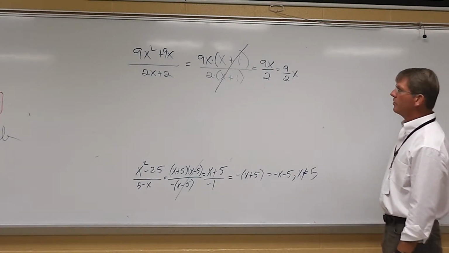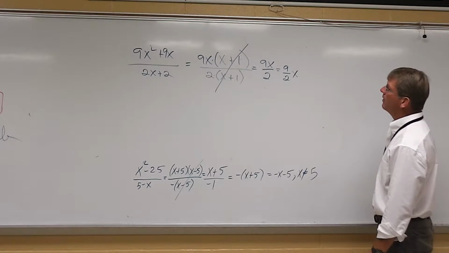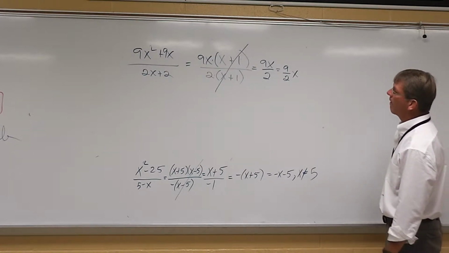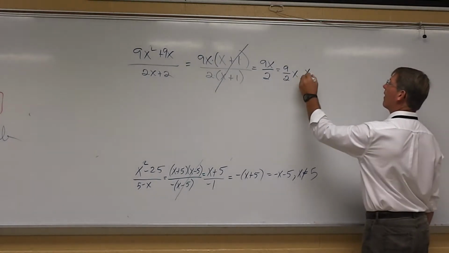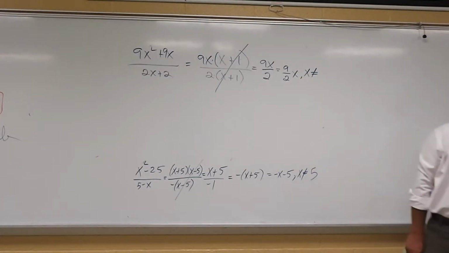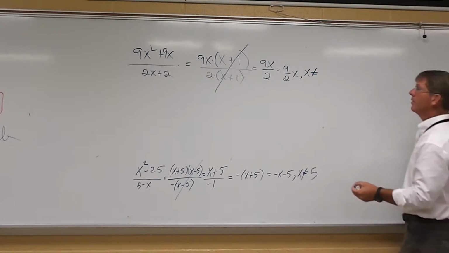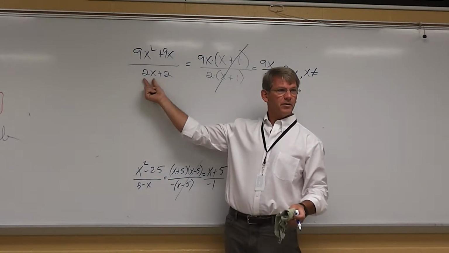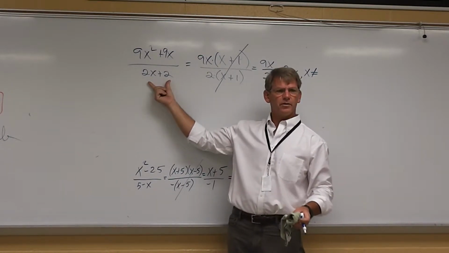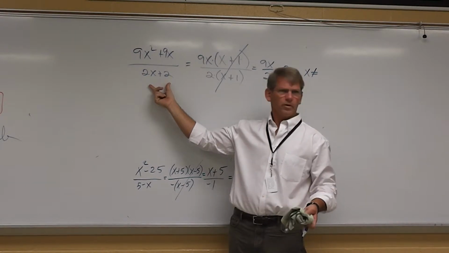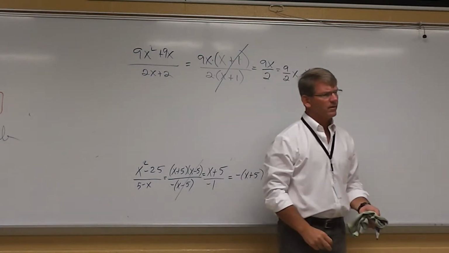And my exclusion is going to be, what, JT? -2? Why -2? Let's put -2 in here. -2 times 2 is -4. -4 plus 2 is -2. Can I divide by -2? Yeah. Sure. That's not a problem.